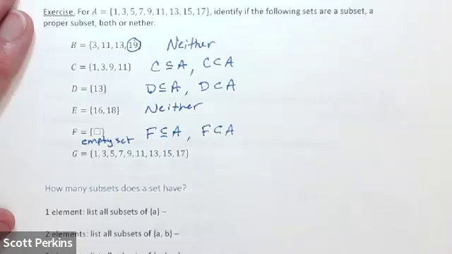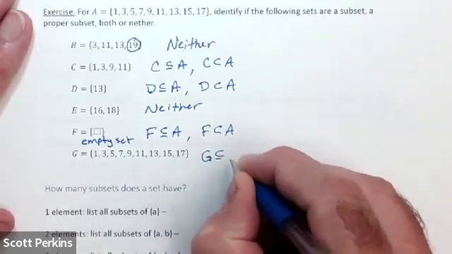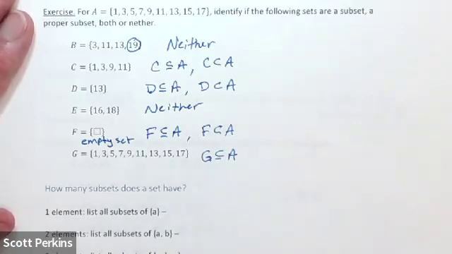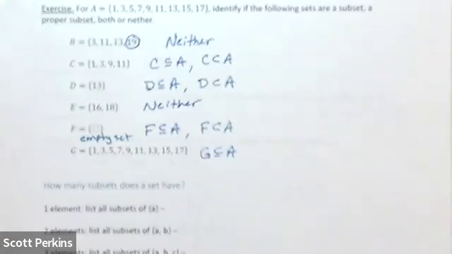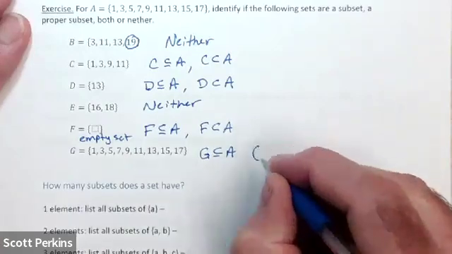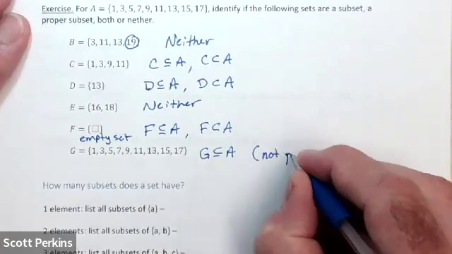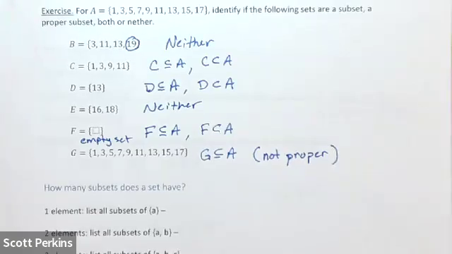Great job. Last but not least, G. What did you answer for G? It's only a subset. Yes. G is a subset, but why isn't it a proper subset? Well said. It contains all of it. You that spoke gave the right answer. It has everything that is in set A. That's why it is not proper. I'm going to write that parenthetically just so that you know we didn't skip that. It's not proper. Okay, great job.